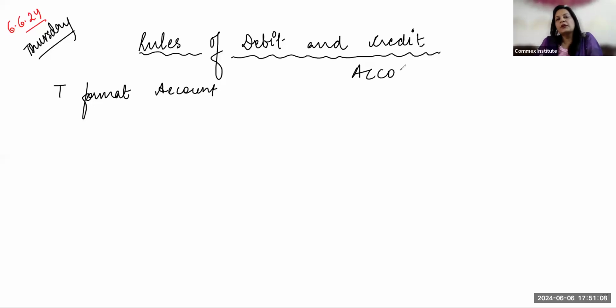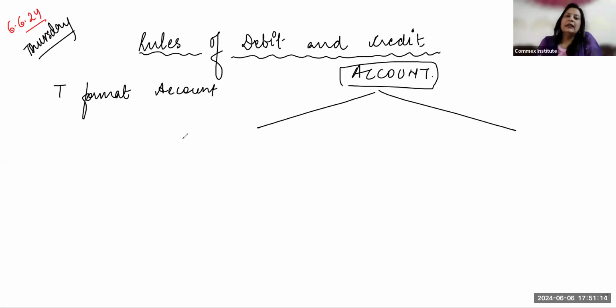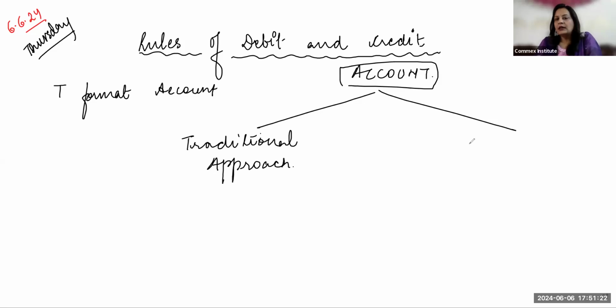So when we're talking about the account, you can just keep on copying. Accounts, we have 2 classifications. One is the traditional classification, or the traditional approach. And the other one is the modern approach, or the modern classification of accounts.